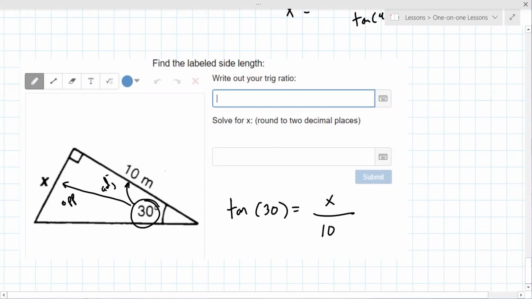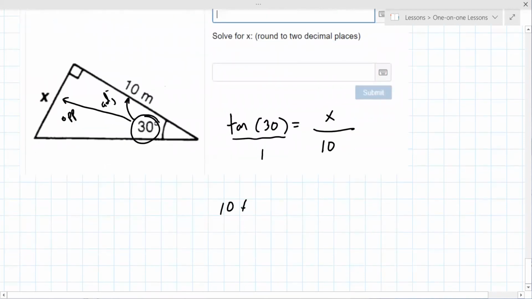When you solve for x here, you're going to do the same thing. You can multiply both sides by 10, but that is effectively diagonally multiplying. You get 10 tangent 30 equals x. All right, I got that. Okay.